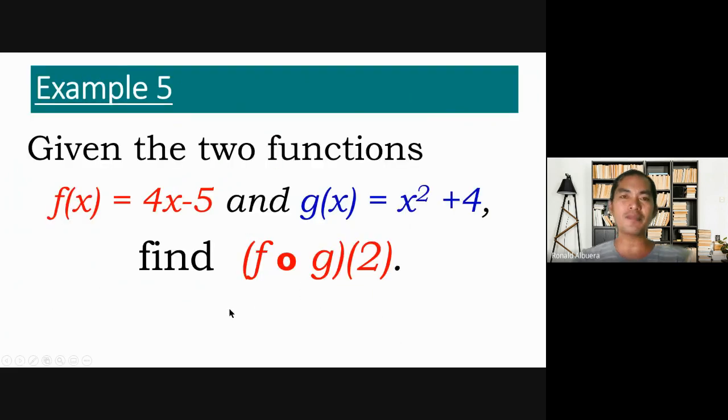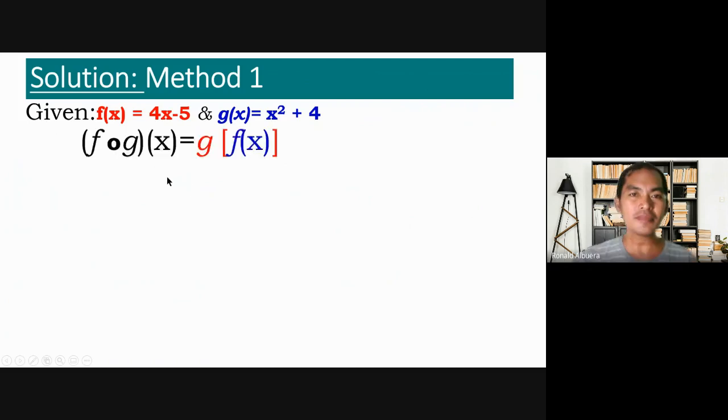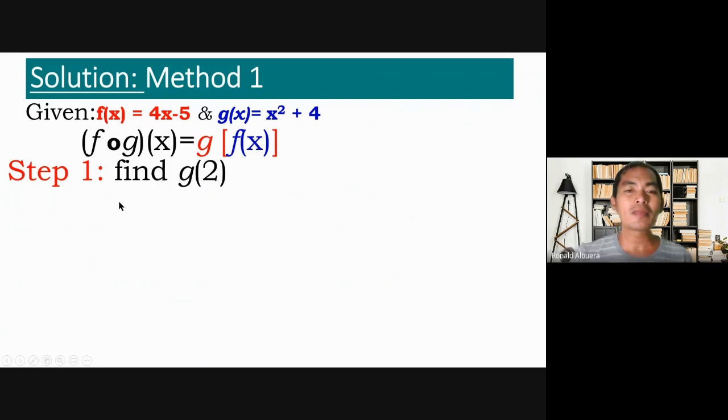Okay. How to evaluate composition function? Okay, so we have the given f of x equals 4x minus 5 and g of x equals x squared plus 4. Evaluate f compose g when x is equal to 2. Okay, there are two ways on how to solve it. Una, ang una dito ay we directly substitute.